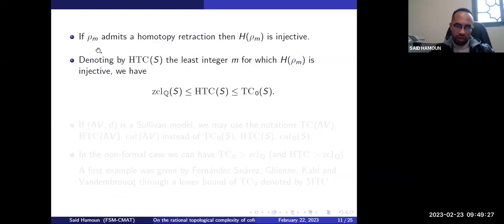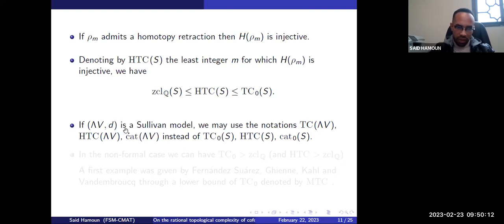Here, note that proving that rho m admits a homotopy retraction is not easy at all. But if the homotopy retraction exists, then rho m is injective in cohomology. This fact induces another homotopy invariant denoted HTC of S, which is defined to be the least integer m for which rho m is injective in cohomology. And here we have HTC lies between the zero divisor cup length of S and the rational Ellis category of S.